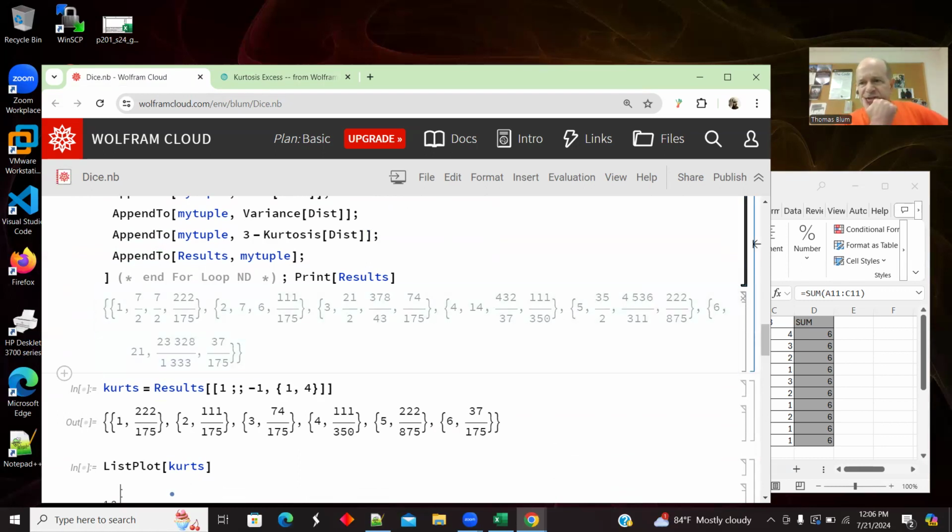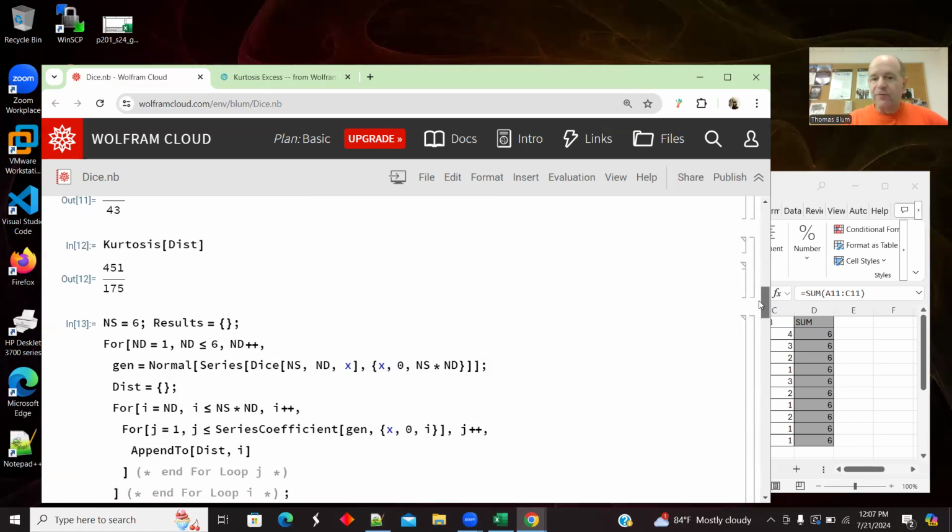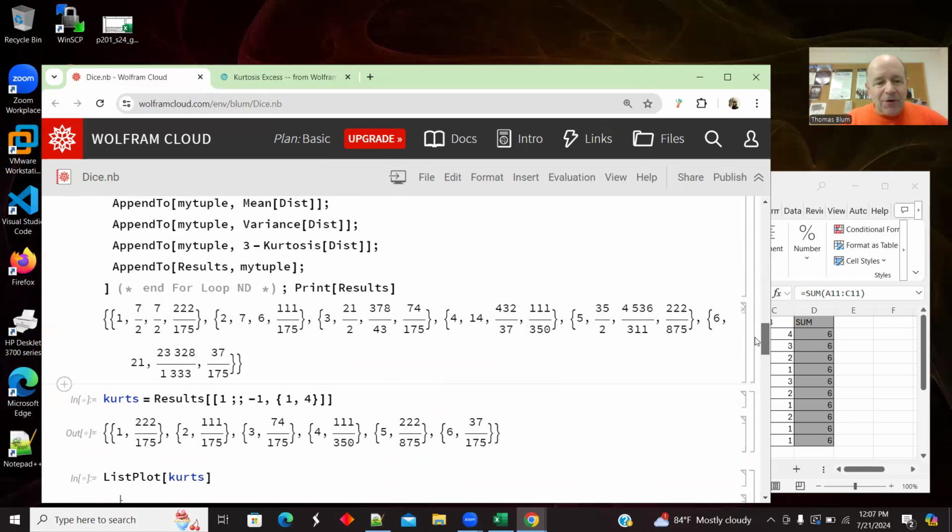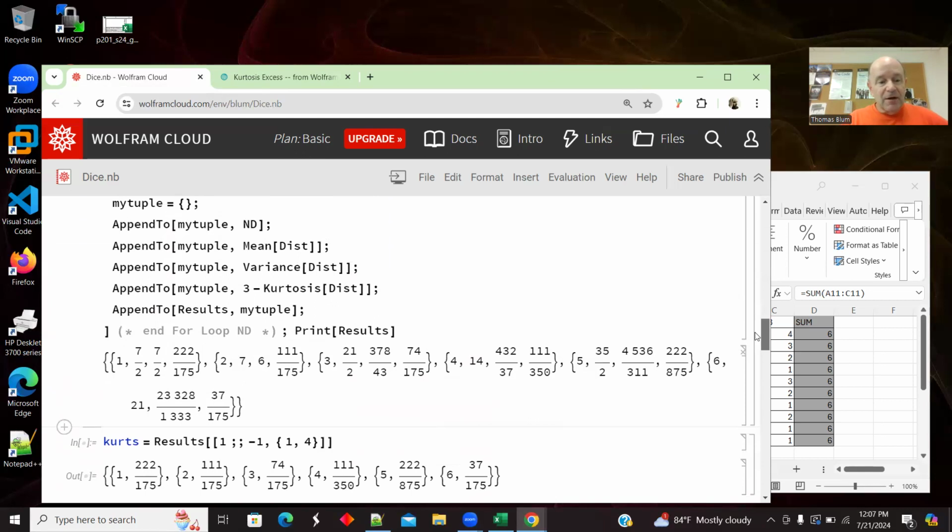As the sides of the dice get bigger, it takes longer. So when I was playing around, if I wanted to look at a nine-sided die, then I couldn't go up to as many as six of those dice because I was running out of what Wolfram Cloud would do for me for free. You go with the free version.